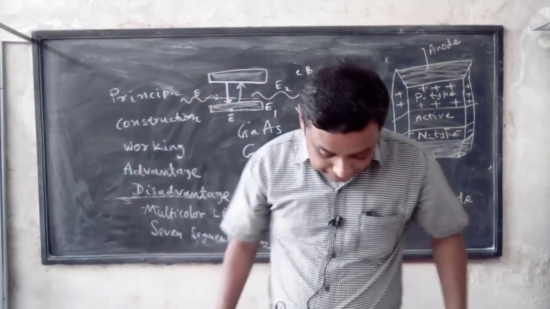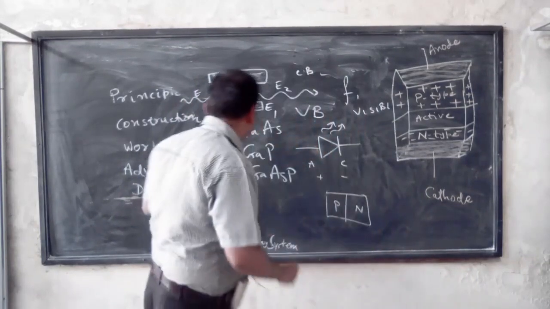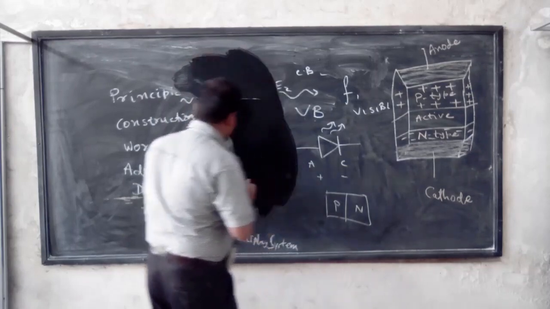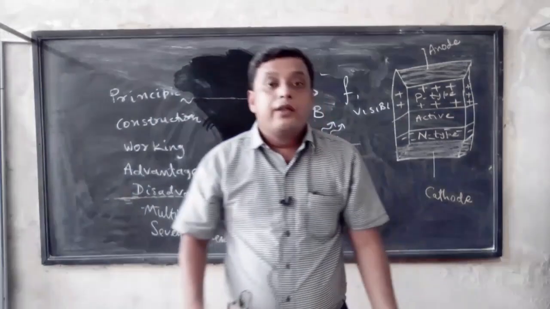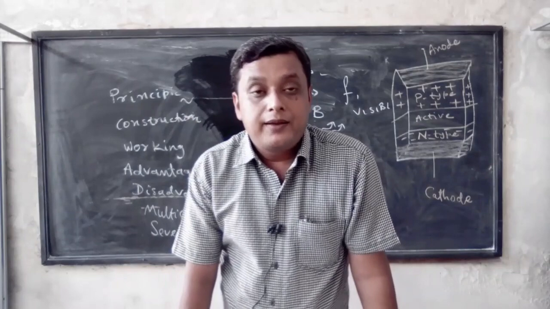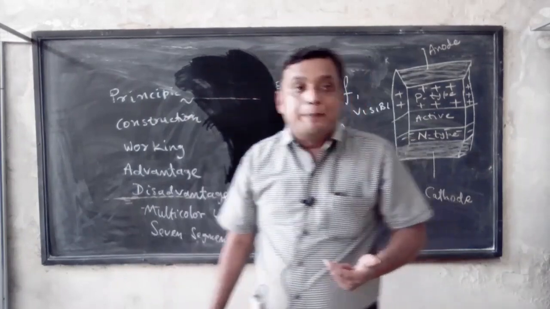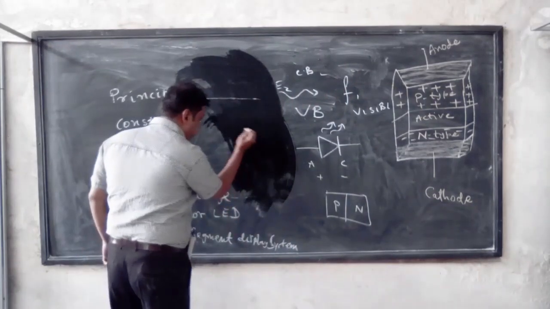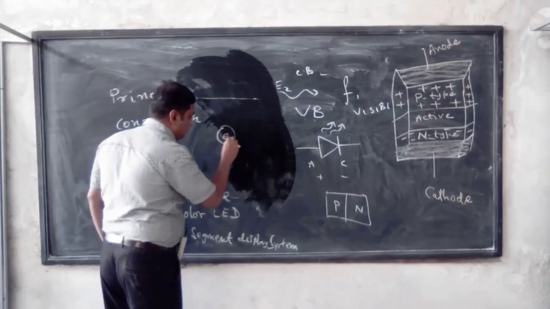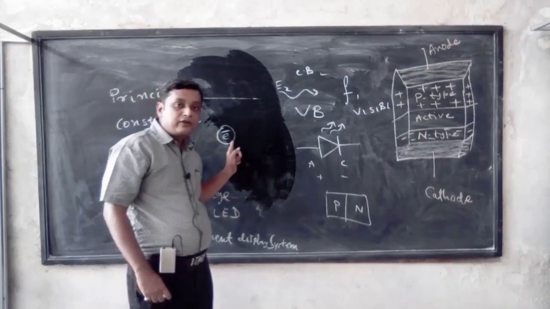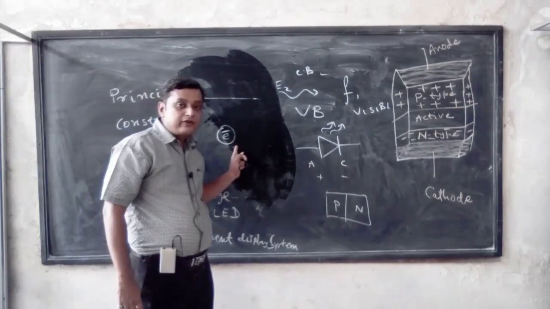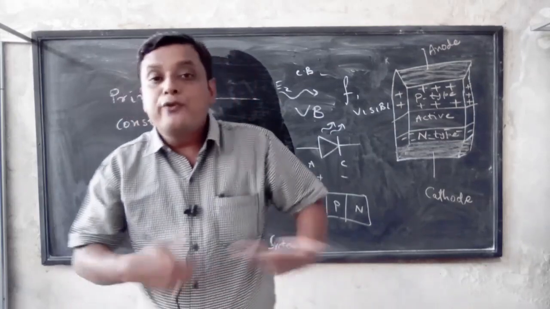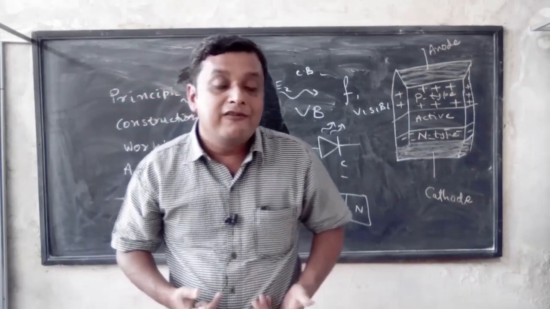Another question is, actually, solar cell and LED both have different working mechanisms. If I have this, the electron is not a free electron. This electron is a bound electron. This electron is a valence electron.